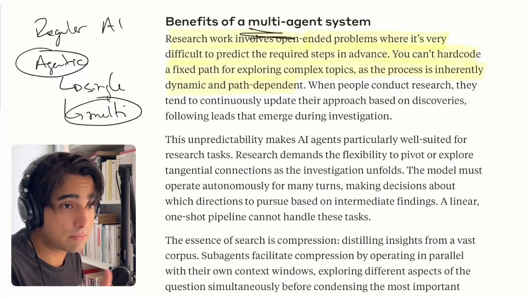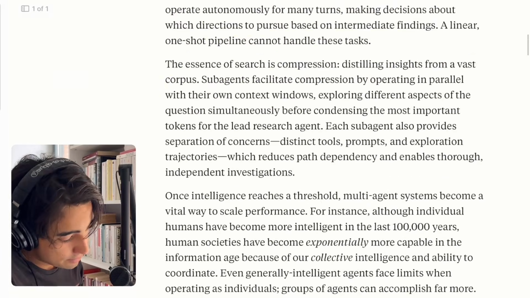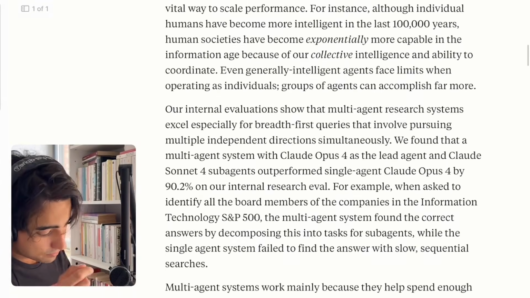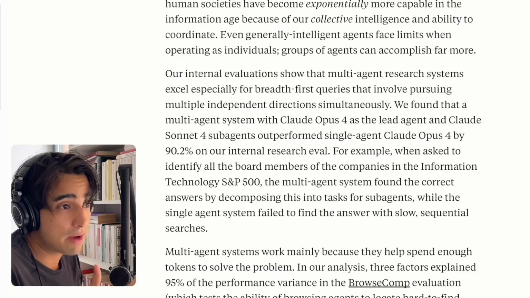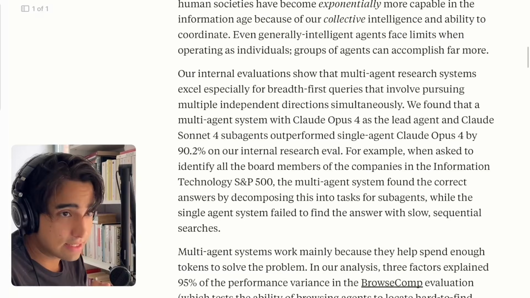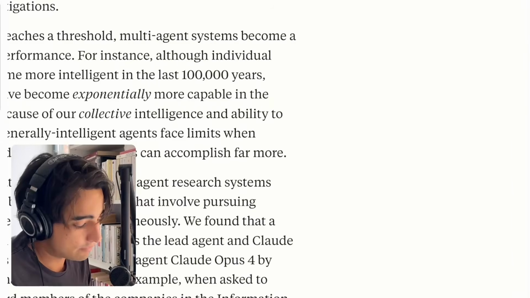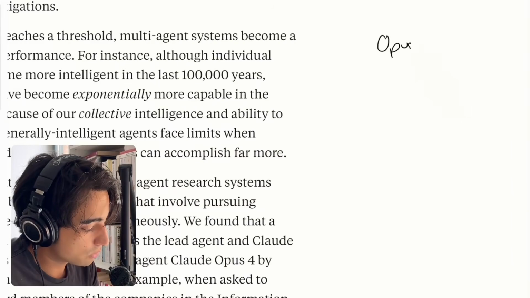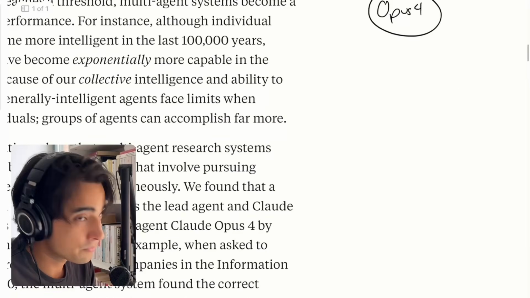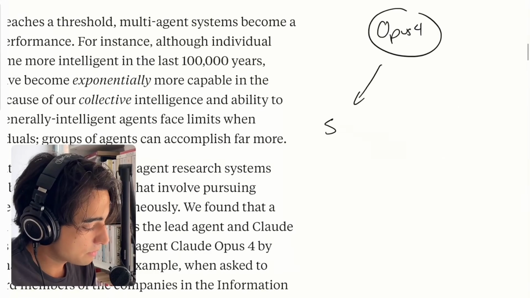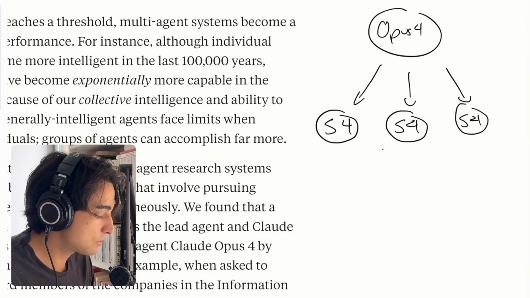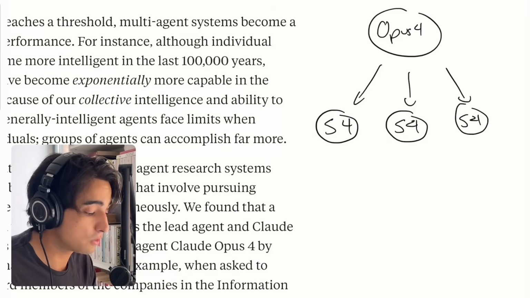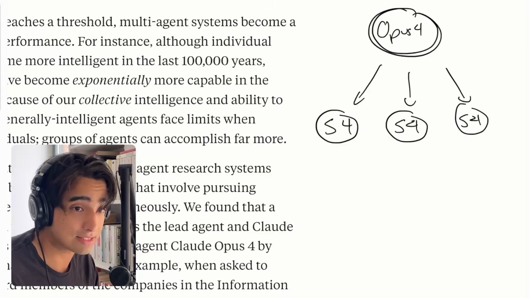But why do they need a multi-agent system in this particular case? And the reason for that is that this kind of task, such as research, works very well with parallelization, right? Now, what does this mean? This means that what they did is they built a system where they have a lead orchestrator with Opus 4. So this is going to be the lead orchestrator. And then below him, they had several Sonnet 4 agents like this. And each Sonnet 4 agent was in charge of one task that Opus 4 assigned to them.